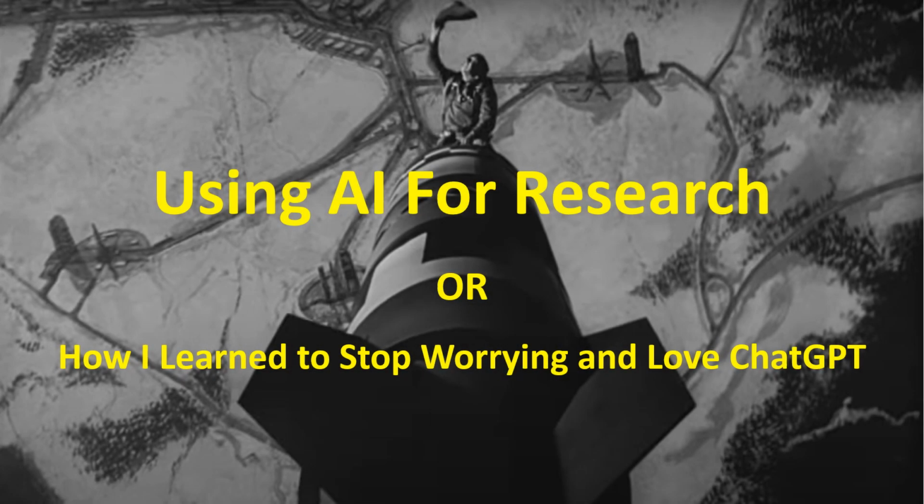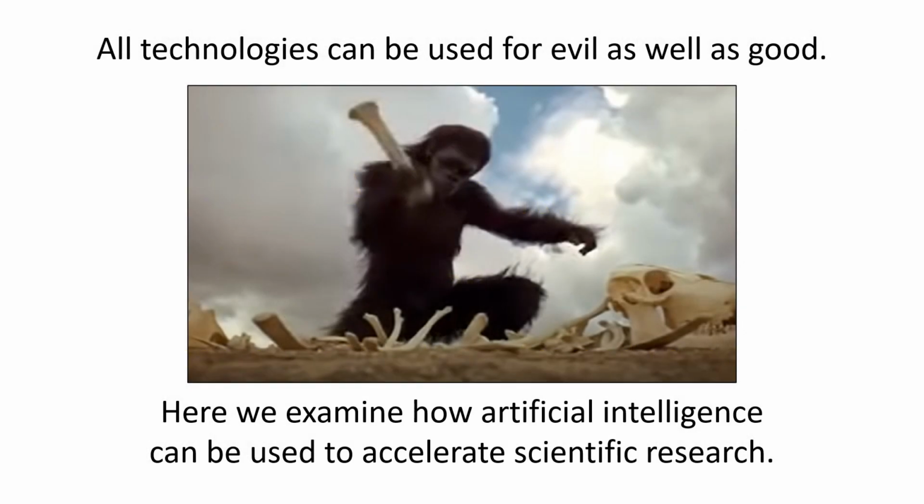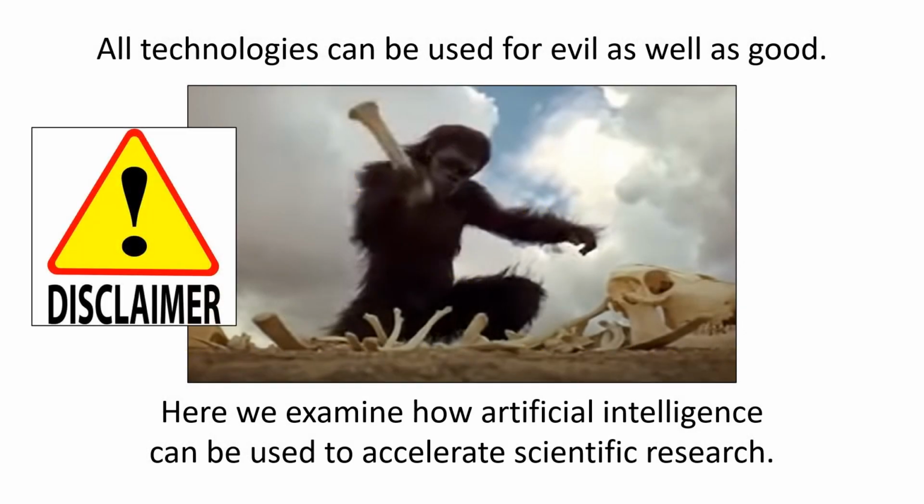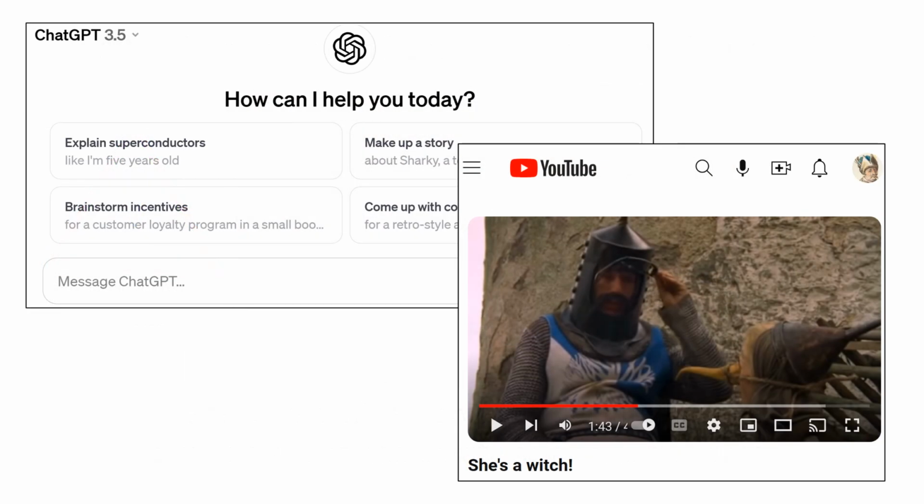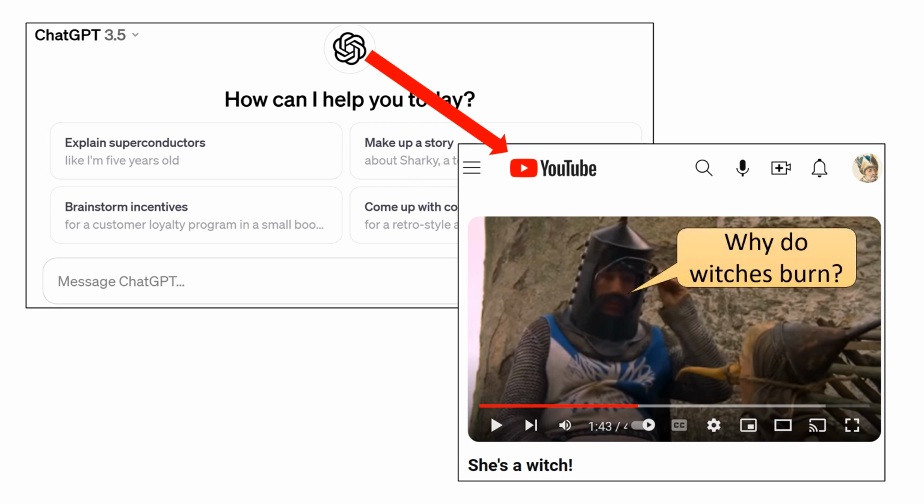Hello, and welcome to this presentation on using artificial intelligence for scientific research. We'll start with a disclaimer. Of course, all technologies can be used for bad ends as well as good, and this clearly applies to artificial intelligence in general. Acknowledging this, we focus here on how artificial intelligence can be used to accelerate beneficial scientific research, and specifically how ChatGPT and YouTube can be paired up to help answer challenging research questions.